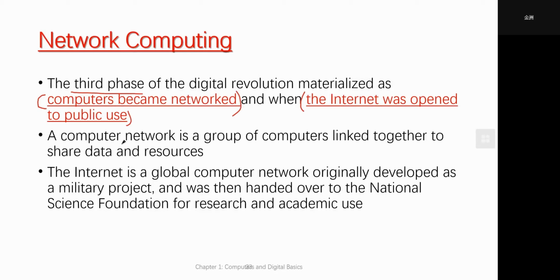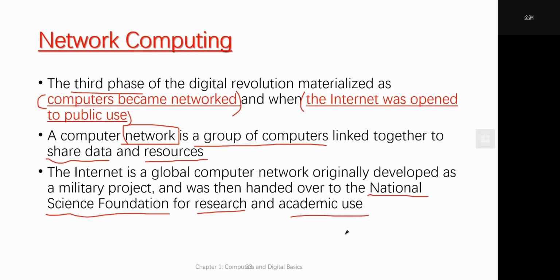So a computer network, how do we define it? It means a group of computers linked together to share data and resources. The internet is a global computer network originally developed as a military project and was then handed over to the NSF, the National Science Foundation of America, for research and academic use.